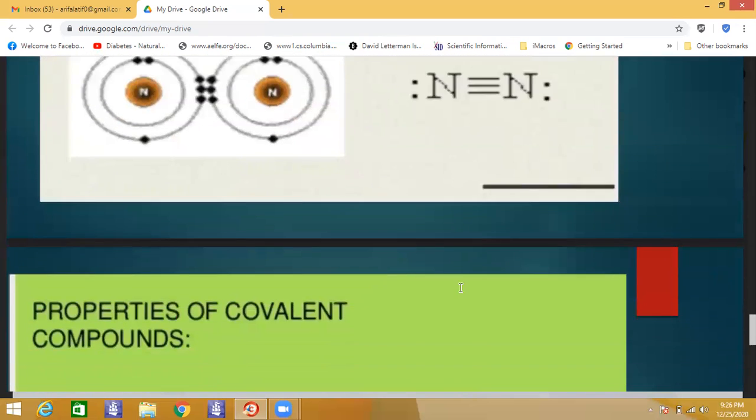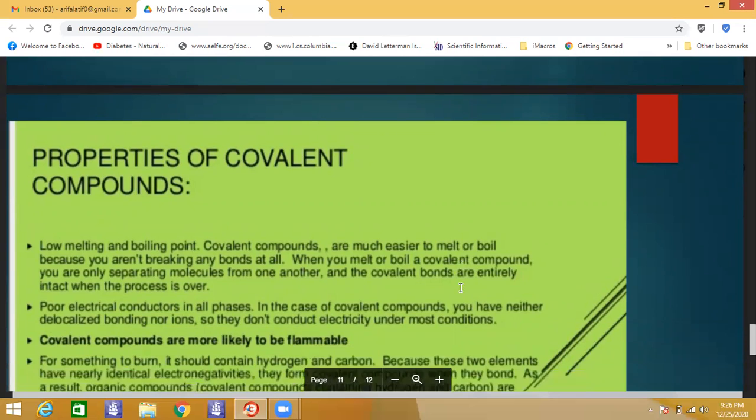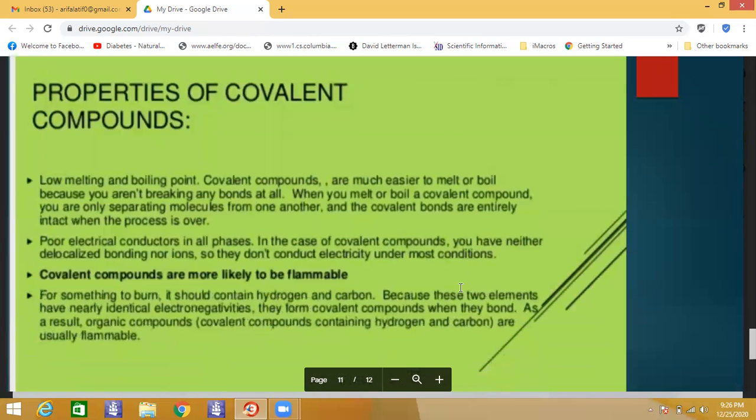Now let us discuss some of the properties of covalent compounds. This covalent bond is directional, and they have low melting and boiling points. These compounds are much easier to boil as compared to the ionic ones. These compounds may be solid, liquid, and gases. They consist of molecules. In general, these covalent compounds are non-electrolytes. Exceptions include acids and bases.